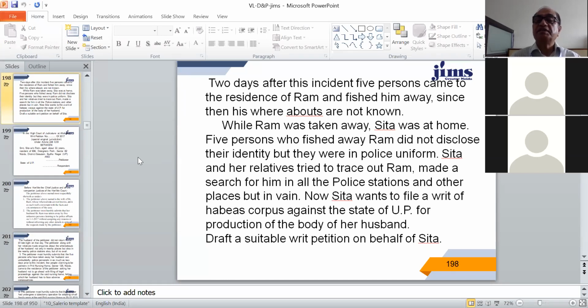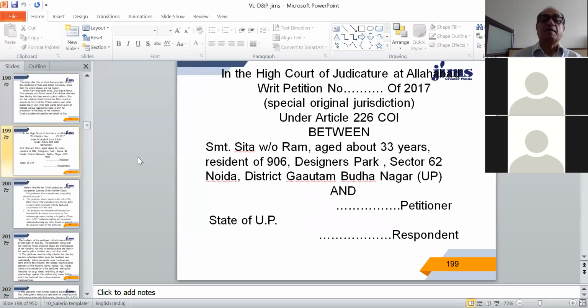While Ram was taken away, Sita was at home. The 5 persons who whisked away Ram did not disclose their identity, but they were in police uniform. Sita and her relatives tried to trace Ram, made a search for him in all the police stations and other places, but in vain. Now Sita wants to file a writ of habeas corpus against the State of UP for production of the body of her husband. Now you are supposed to draft a suitable writ petition on behalf of Sita.